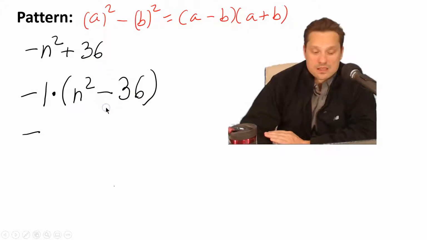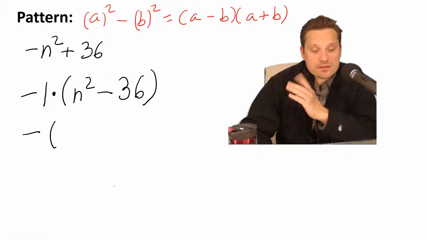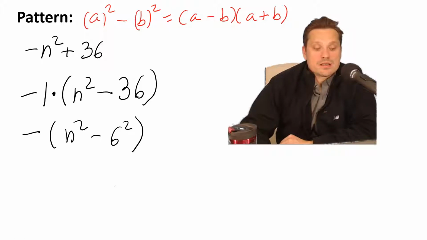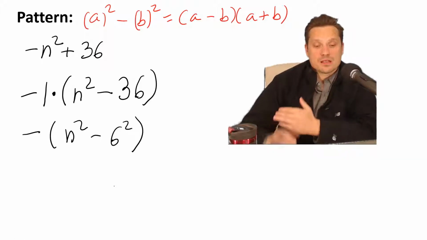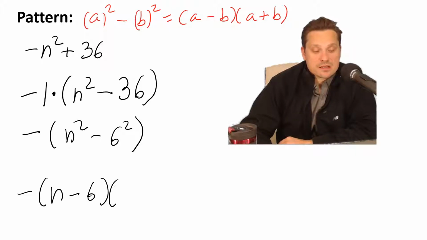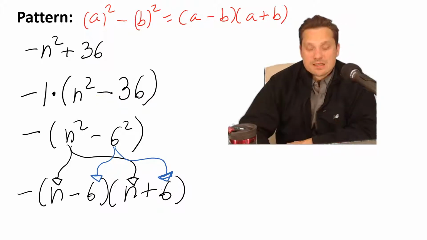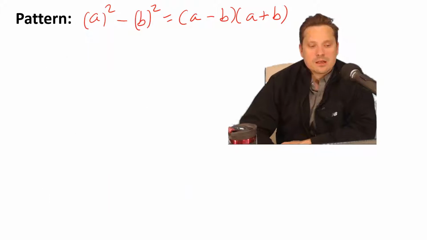So at the next stage, it's going to look like this. Now I have n squared minus 36. That is a difference of two squares. So I'm going to write it this way: n squared minus 6 squared, and I plug into the pattern. So it's going to give me here n minus 6 and then n plus 6, like that. And the arrows tell you where each piece goes as usual. Let's take a look at one last example. So let's look at the next one.